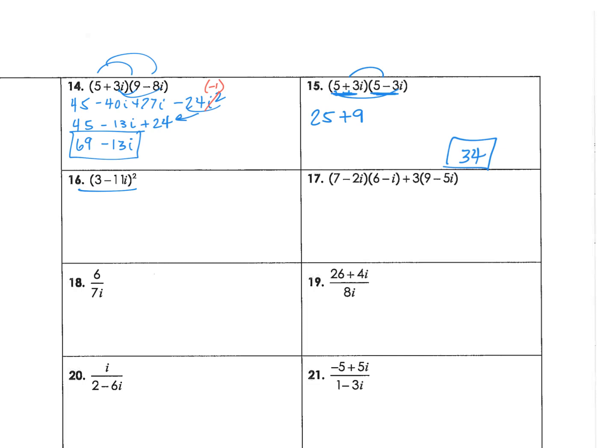Why not? Because it's not conjugate pairs this time. It's the same number squared. This will be the square, double, square, won't it? So square this and you get 9. Double this, you get what? Minus 66i. And then square this, and what do you get? Plus 121i squared. So that's the square, double, square, and then you can finish it from there, can't you? So this becomes 9 minus 66i minus what? 121?